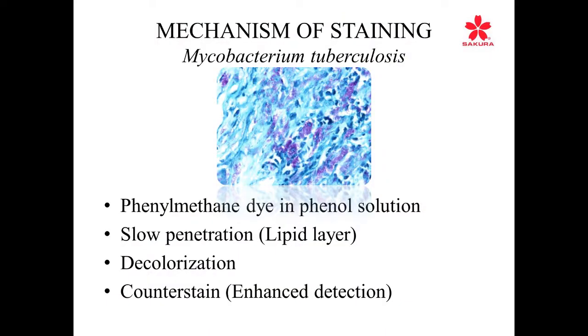Let's move on to the mechanism of staining that we talked about for the silver techniques, or actually let's go back for the acid-fast techniques. The mechanism of staining is, as I mentioned before, a phenolmethane dye in a phenol solution. Usually this is a carbol fuchsin type of dye. It's a slow penetration, as I mentioned before, so you have to allow time, or you have to use heat to enhance the penetration rate. Then there's a decolorization step, usually with a mild acid alcohol, and then there's a counterstain.